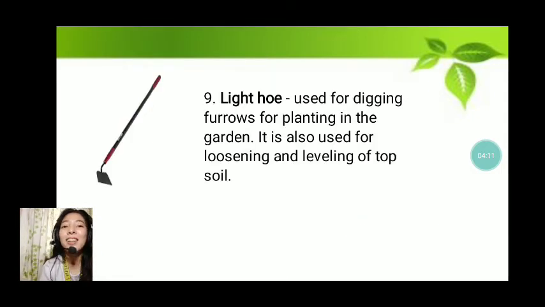And we have the light hoe. So look at the light hoe. It's like the grub hoe, right? But this is also different because this is used for digging furrows for planting in the garden. So it is also used for loosening and leveling the topsoil. So if you want to level the soil, you can use the light hoe.